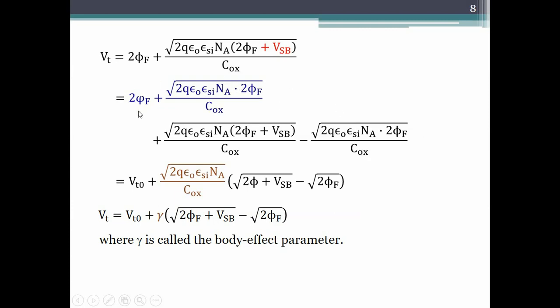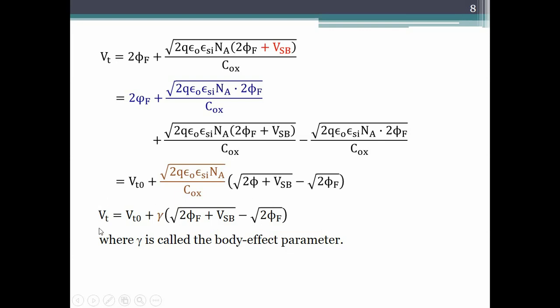Now if you look at the first two terms here, this is the threshold voltage without the body voltage which we had already derived, and so that is called Vt0. And for these two terms, this constant 2q epsilon naught epsilon Si Na by Cox is taken out, and then we have square root of 2φf plus Vsb minus square root of 2φf. And this prefactor is called gamma, and gamma is called the body effect parameter.